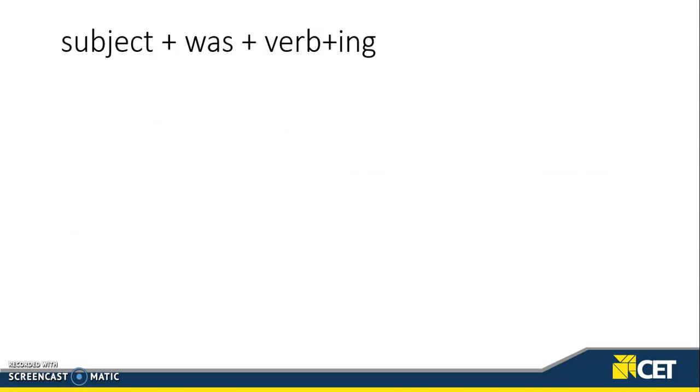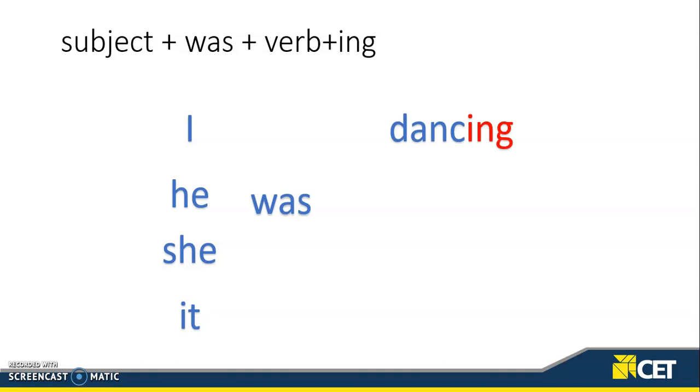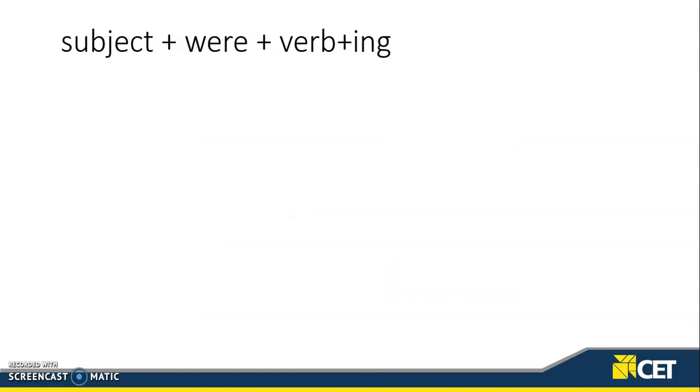Usually for the past continuous we need a subject plus verb to be plus verb and ing. For example, when we use I, he, she, and it, we use the verb to be was, and we have verbs using ing. For example, dancing, I was dancing. Eating, he was eating. Sleeping, she was sleeping or it was sleeping.